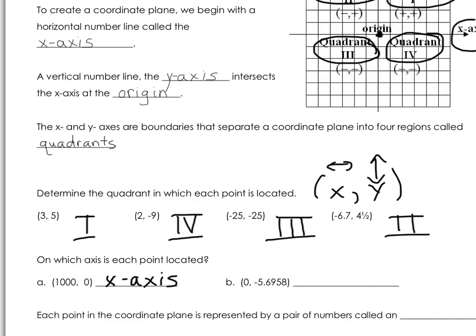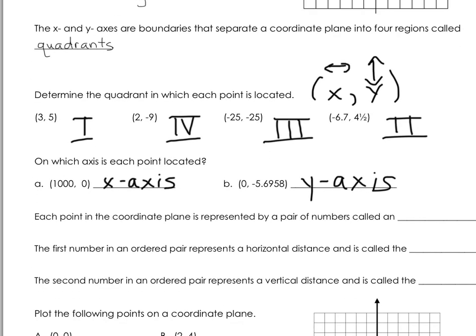Now point B here is 0, negative 5.6958. So the first number, remember, tells you right or left. You don't go right, you don't go left. You start at the origin, and then you go down 5.6958 units. So you will fall on the y-axis, not in any of the quadrants.